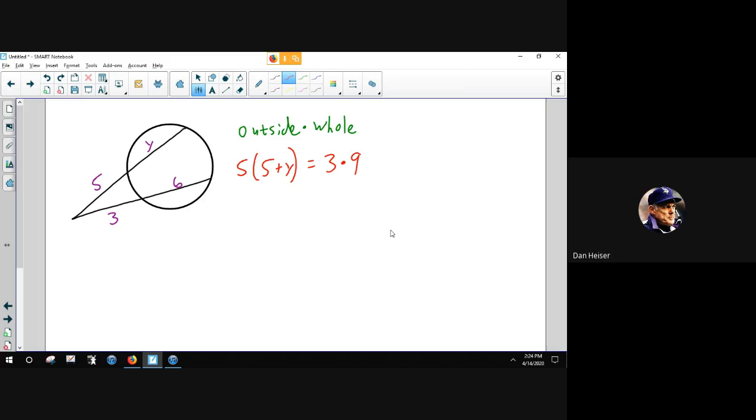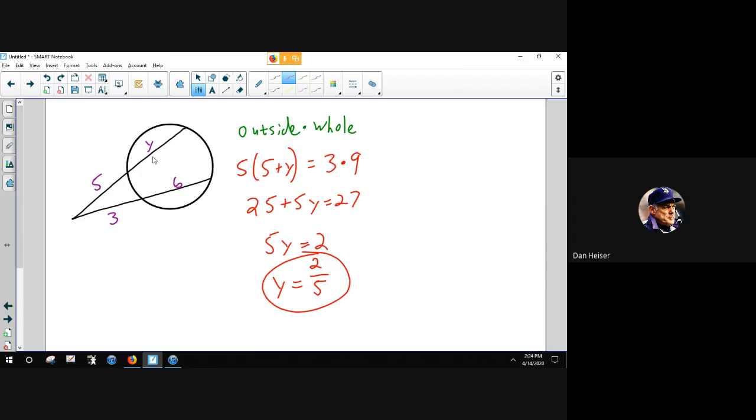Now we have a little bit of algebra to do to finish this out. And it looks like y is going to be 2/5 in this case. Picture is not obviously drawn to scale. Outside times the whole thing. Outside portion times this whole thing. We solve for the unknown. We get y equals 2/5.